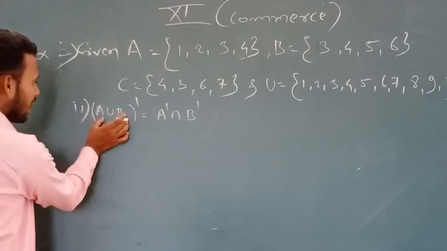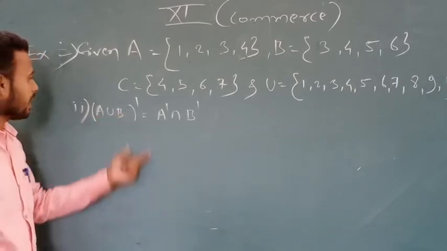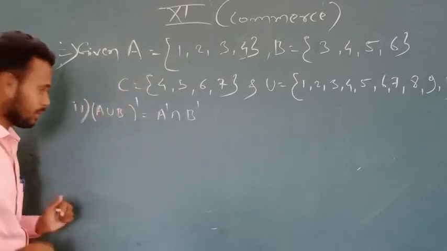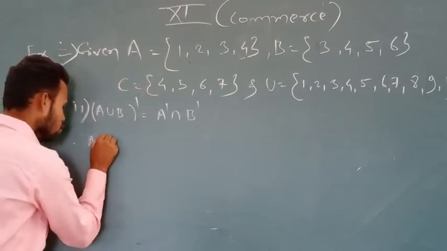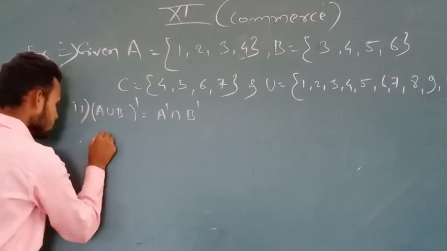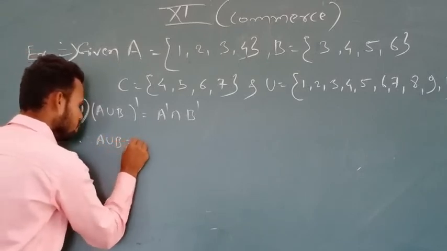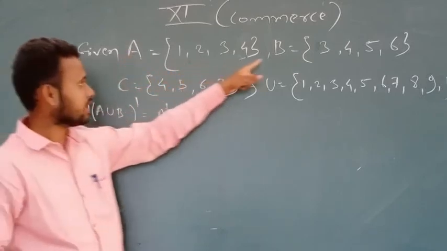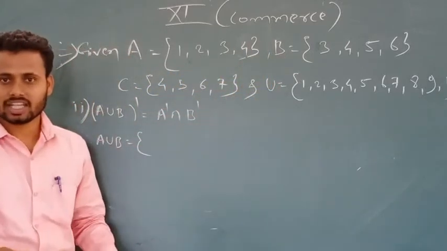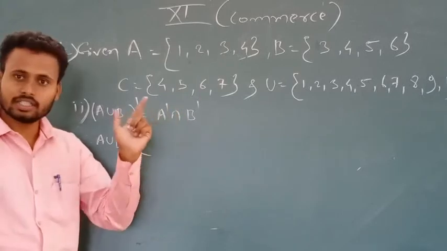Therefore first we will find A union with B and then next we find the complement of A union with B. Therefore A union with B is equal to the set containing the elements. Now here A and here B, union of both, what do we do? We combine the elements of both sets.